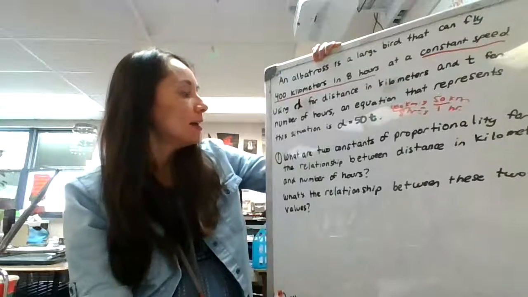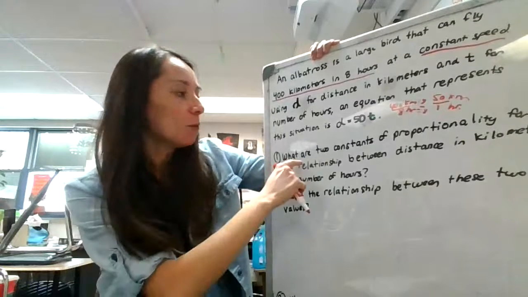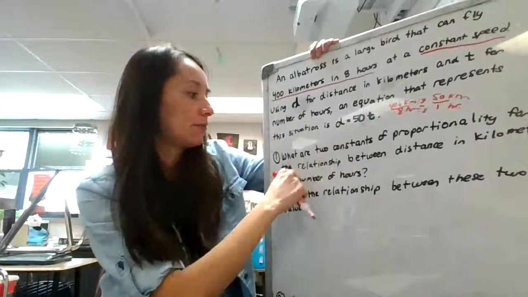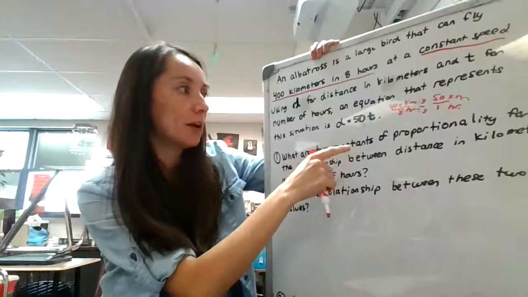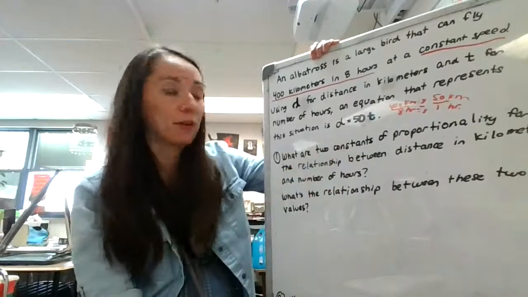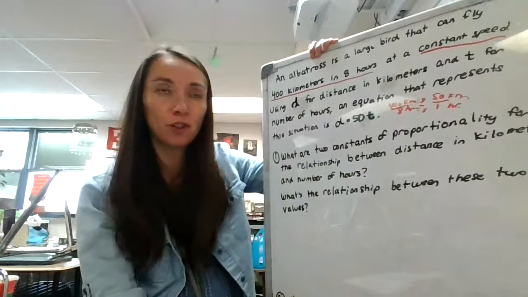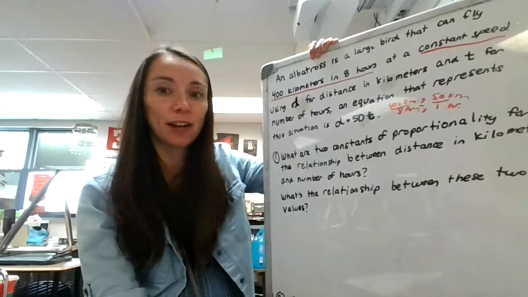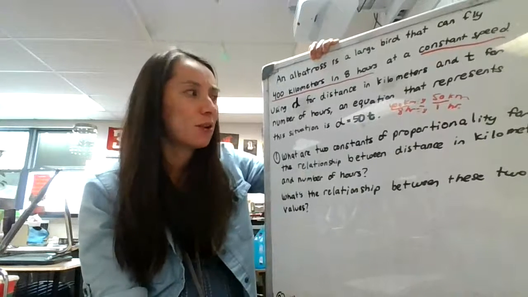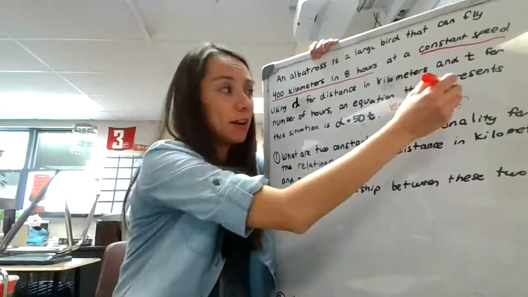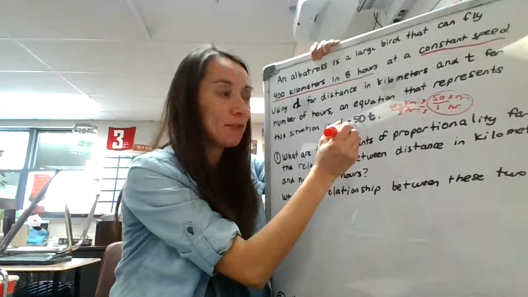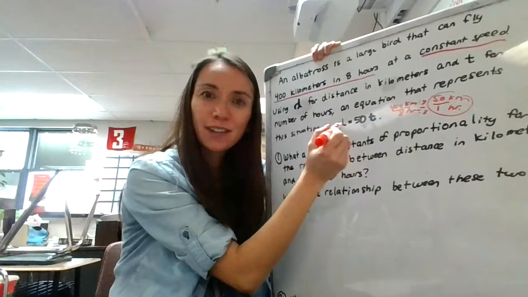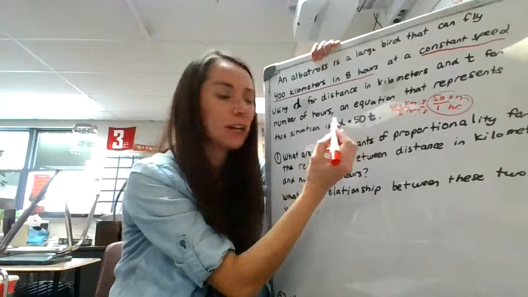That's a fast bird. Now, here's the question. What are the two constants of proportionality for the relationship between the distance in kilometers and the number of hours? So what are the two constants of proportionality? What are the two unit rates? For sure, we got one unit rate right here, the 50. Remember that equation, the equation for proportional relationships?